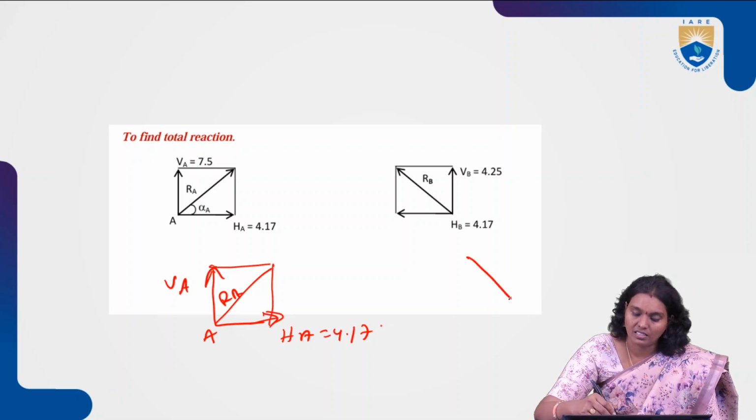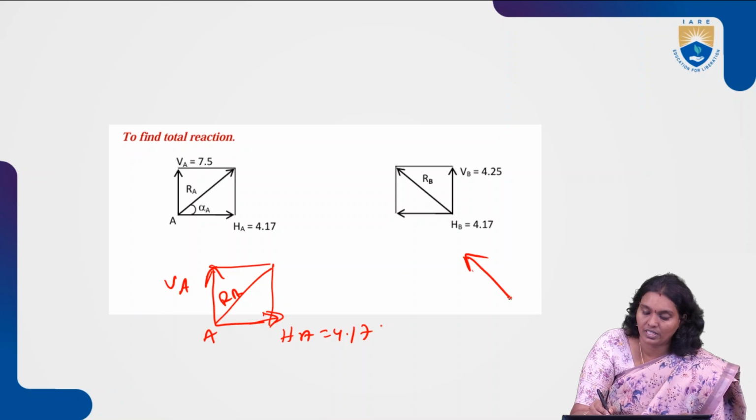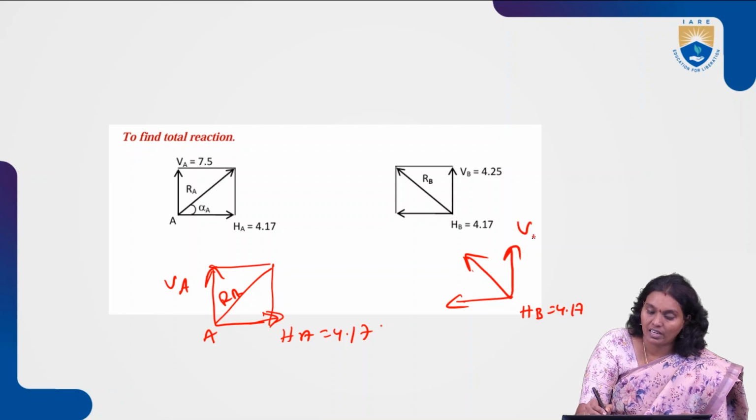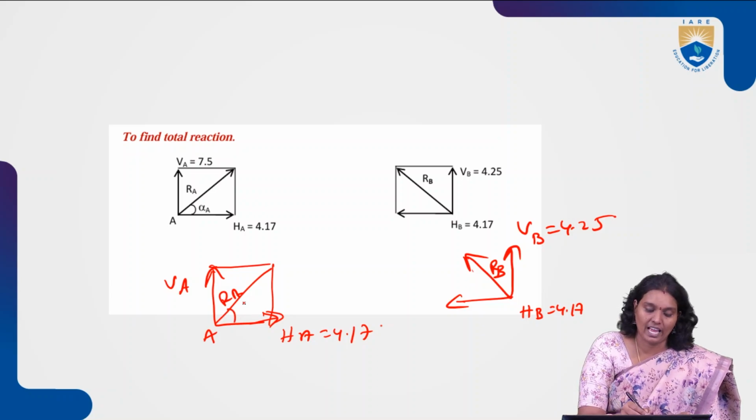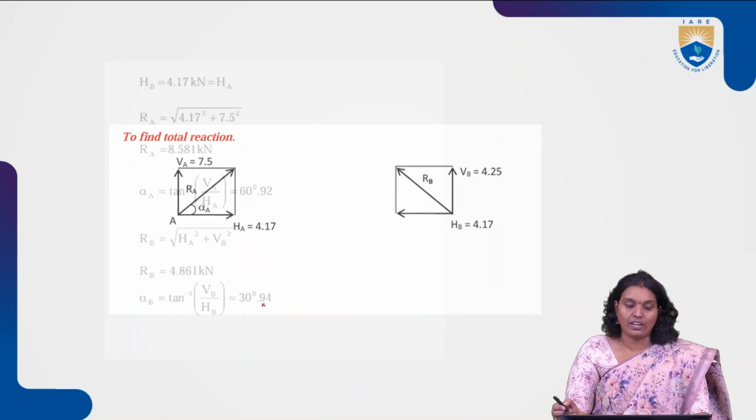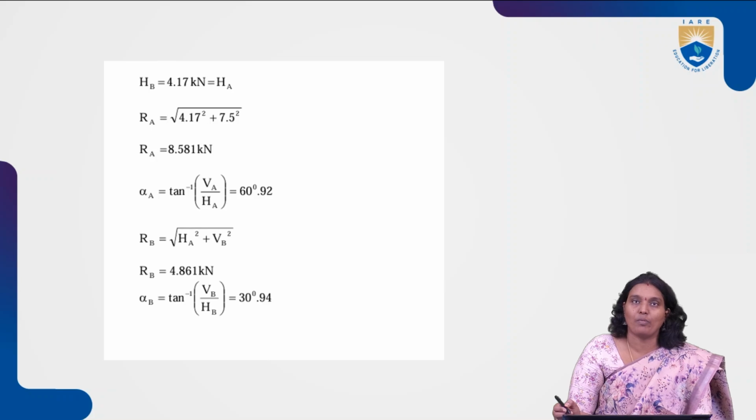From B, this is the reaction. These are the forces which we will get: horizontal at B is equal to 4.17, vertical at B is equal to 4.25. This is RB, which makes an angle alpha at B. So find out the total reaction; we know the formula.